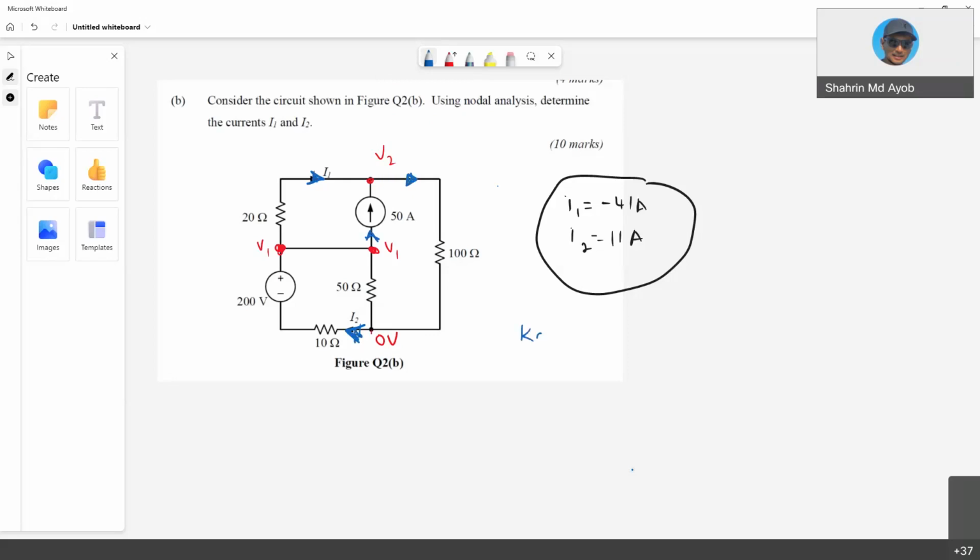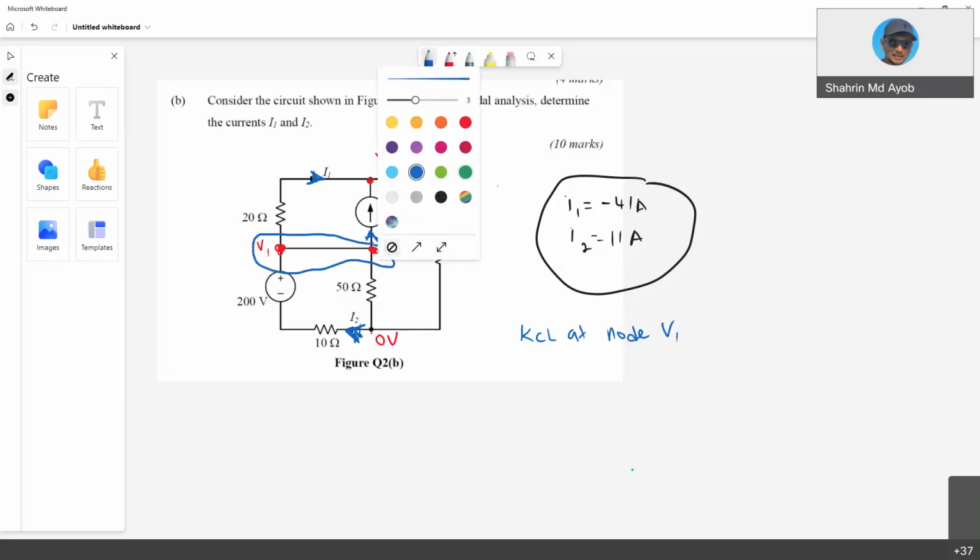So KCL at node V1. Right now we consider this one as a very big node here. Okay, so you need to identify the current that flows in and out from this node. So we have one current going into, I think only one. Okay, only one current. And the other current is this one and this one. Okay, one current goes in and one current goes out.